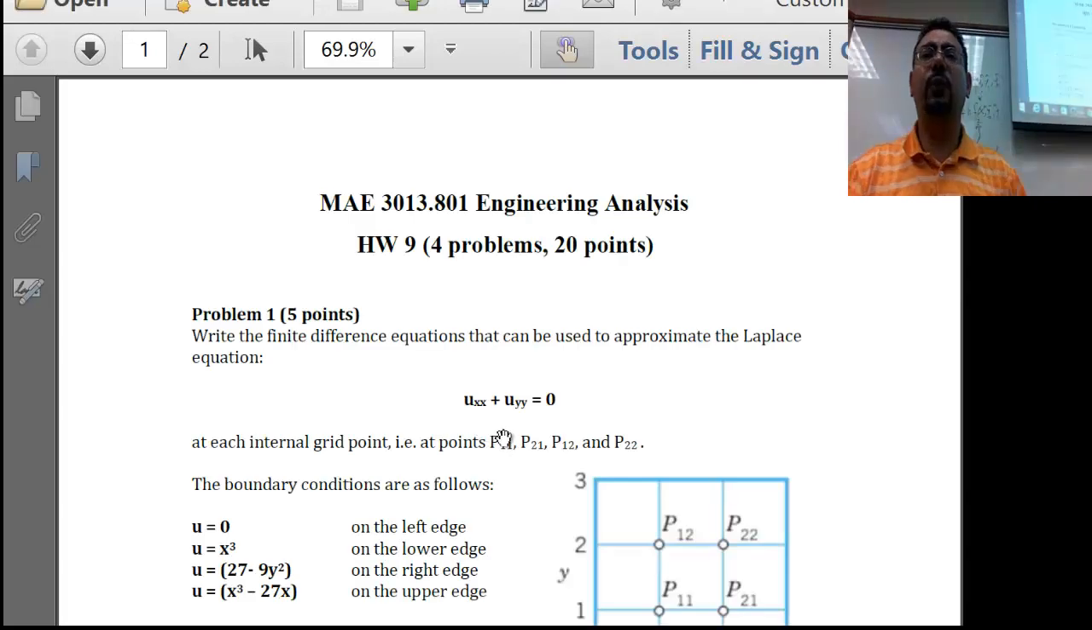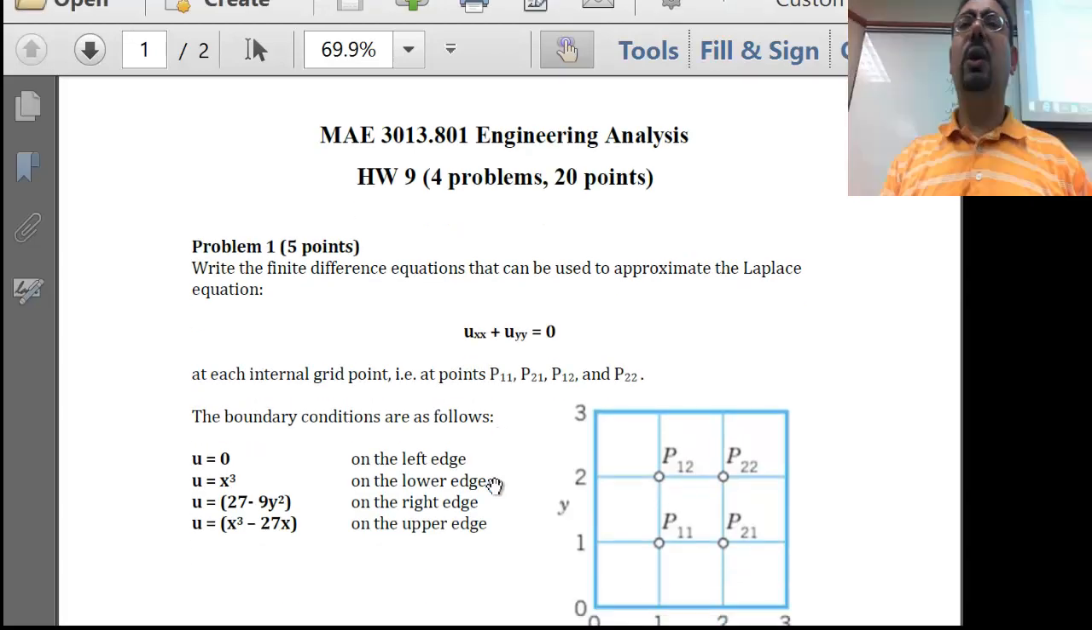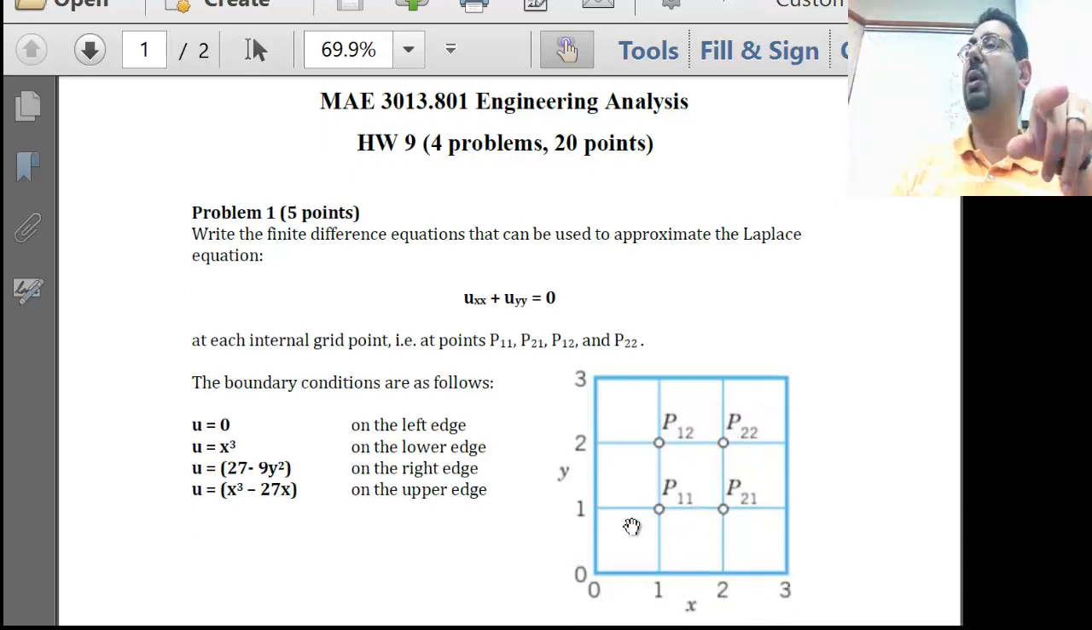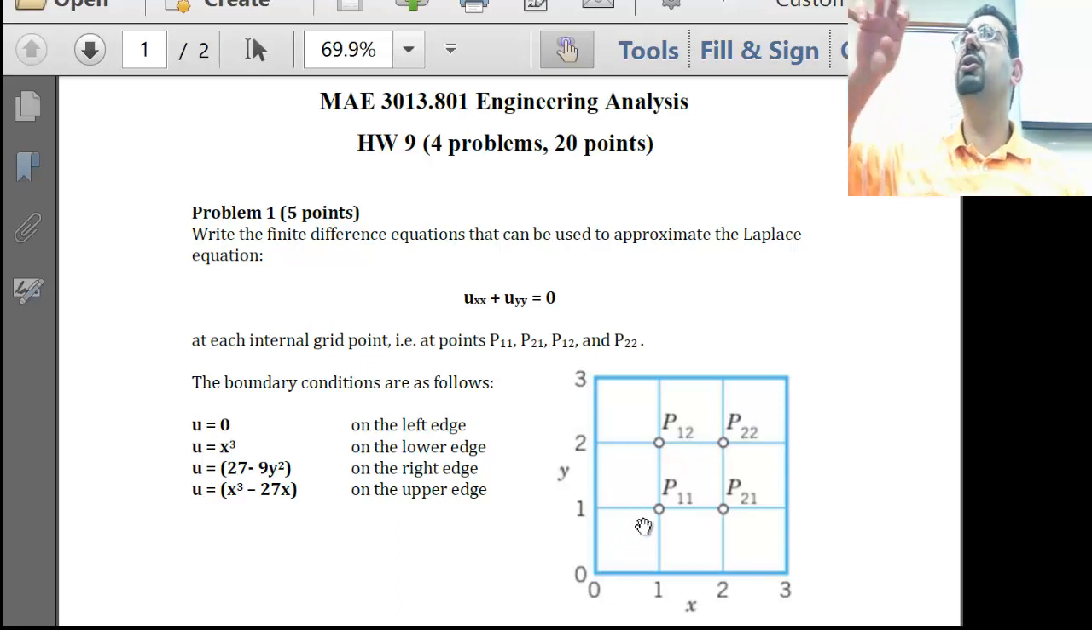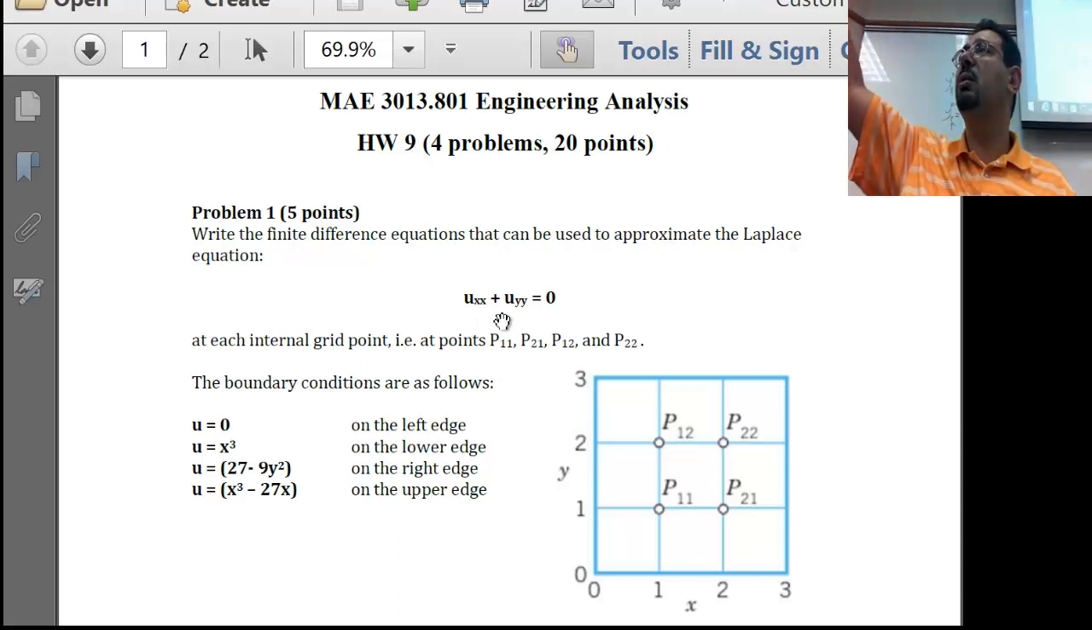So this is the homework for next week. Okay? The first is to write the equation for this grid. Remember, we have to make this computational molecule, and chances are if it's like this, it's going to be 1, 1, 1, 1, minus 4.